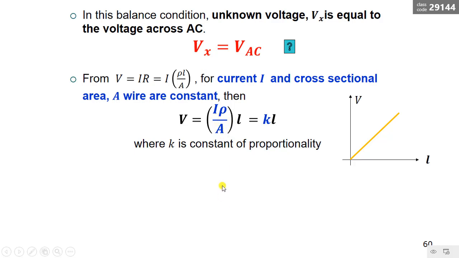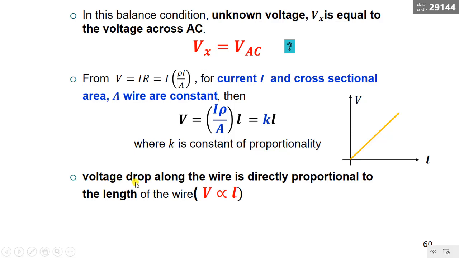So kita akan nampak dengan jelas voltage drop along the wire, across the wire, will be directly proportional to the length of the wire. So our V is proportional to L. So if I plot graph V against L, I will find out that kalau length wire kita besar, dia akan membawa voltage yang besar. Okay, so voltage across wire tu akan jadi besar.